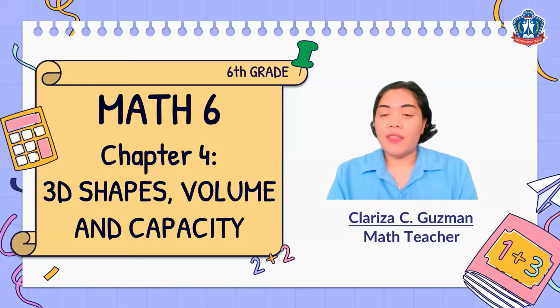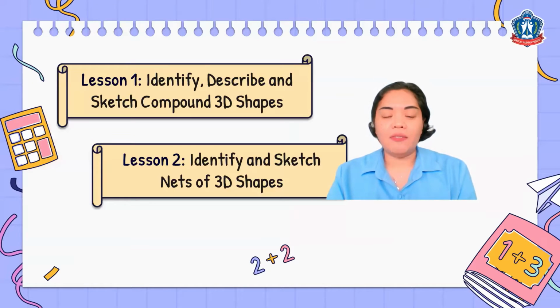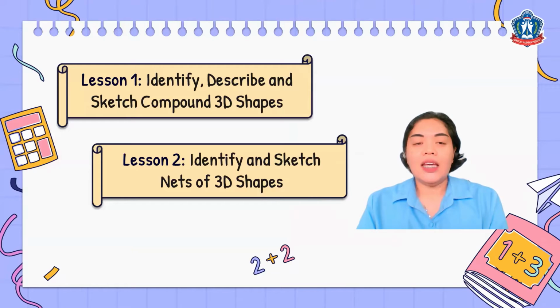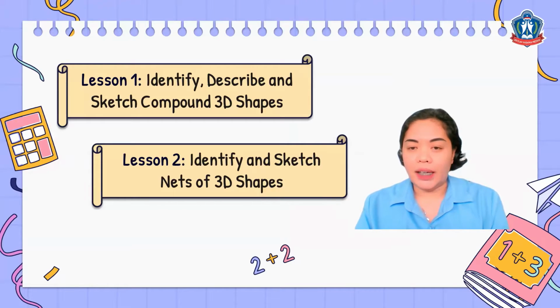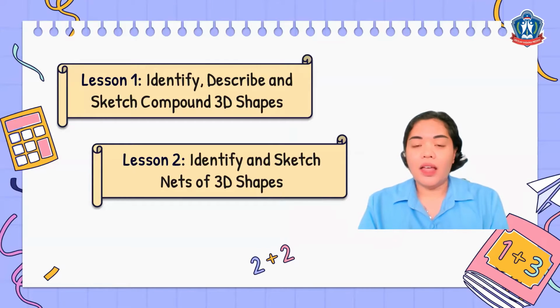It talks about 3D shapes, volume, and capacity. Are you familiar with 3D shapes? How about volume and capacity? So you will learn two lessons. We have Lesson 1, Identify, Describe, and Sketch Compound 3D Shapes. And Lesson 2, Identify and Sketch Nets of 3D Shapes. So P6, are you ready?